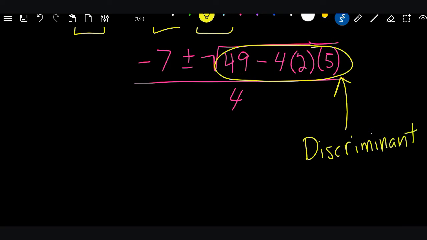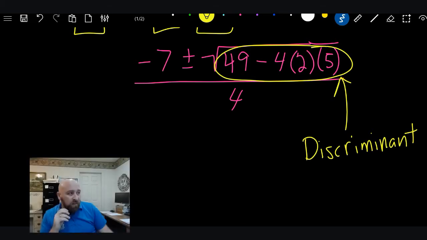The discriminant, there it is. And that's in your book on page number 94, if you want to look there. But that discriminant right there actually tells us a little bit about the answer. And I'm not going to take the time to explain all of it to you right now because we're going to go through this later on throughout the year.